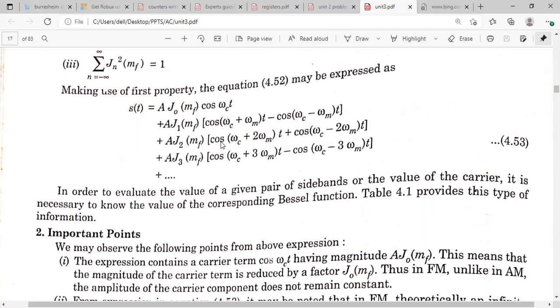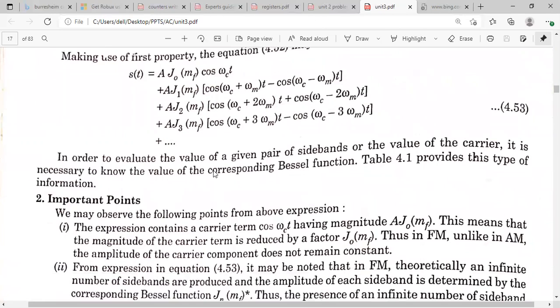So from this expression you can say that for wideband FM we have a number of sidebands. First one is the carrier term, and this carrier term contains two sidebands, FC plus FM, FC minus FM. After that, FC plus 2 FM, FC minus 2 FM. And here for the wideband FM, we have an infinite number of sidebands. From this expression, you can say how many sidebands? Infinite number of sidebands.